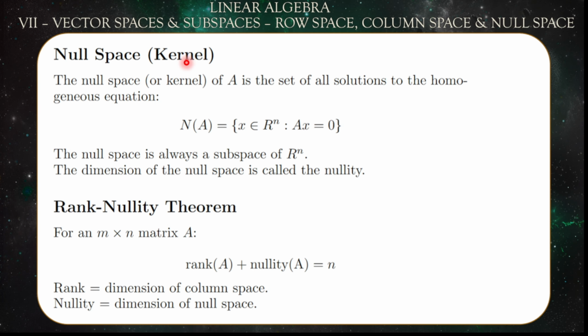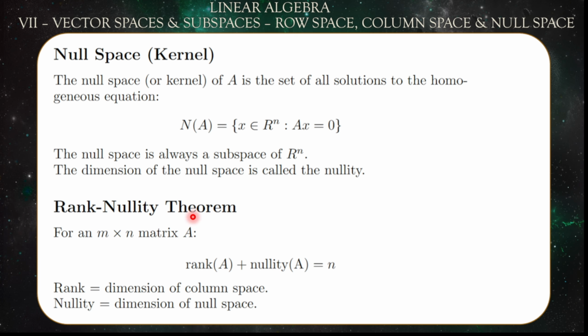Null space, or kernel. The null space or kernel of A is the set of all solutions to the homogeneous equation. Given A, N(A) is equal to the set of x in Rn with Ax equals 0. The null space is always a subspace of Rn, of course. The dimension of the null space is called the nullity.